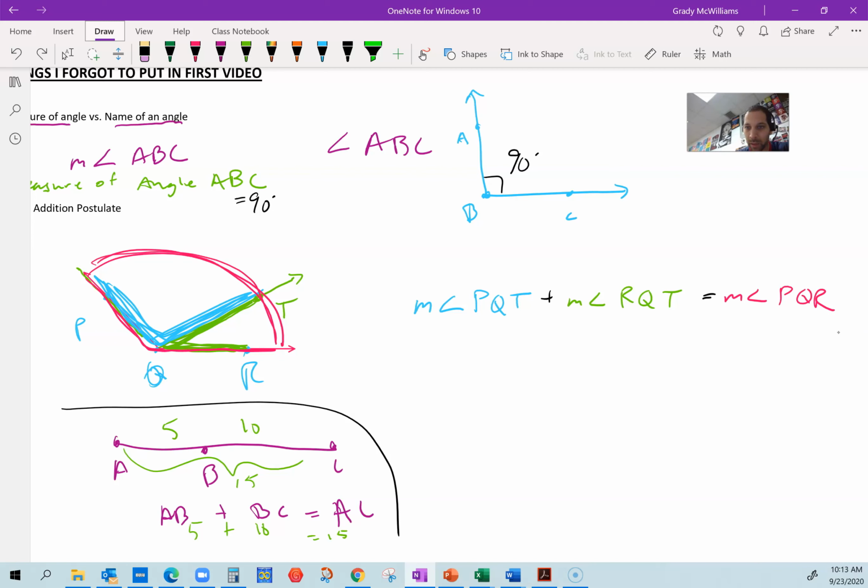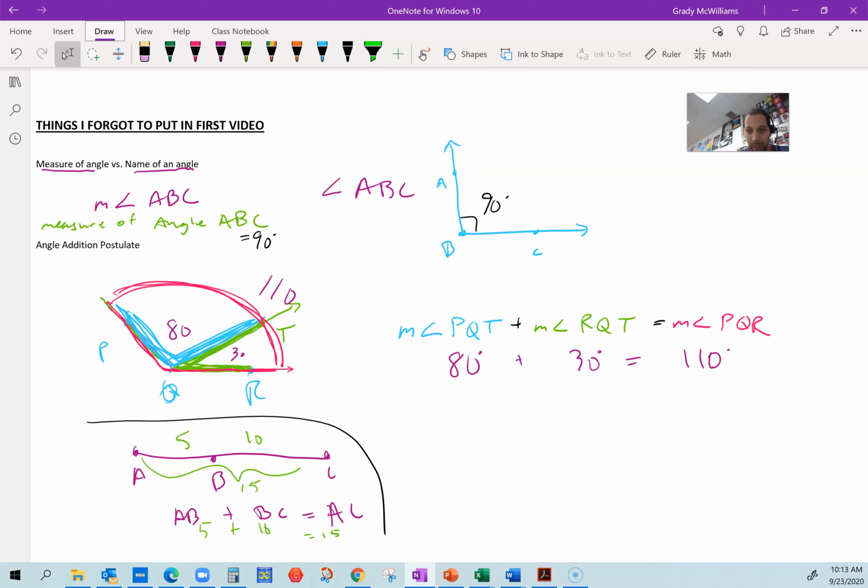Okay, so let's put the m's back to make it technically correct. So I'm just going to throw some numbers on here just so you kind of get the idea. Let's say this was like 80 degrees and this is 30 degrees. And the whole thing would be 110, so it makes sense right here. Angle PQT is 80 degrees, and if you were to add it with angle RQT, that would be 30 degrees, and together they would make 110 degrees. Okay, so that's the angle addition postulate.